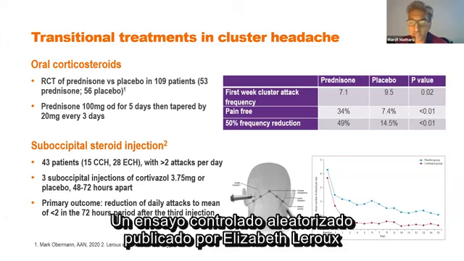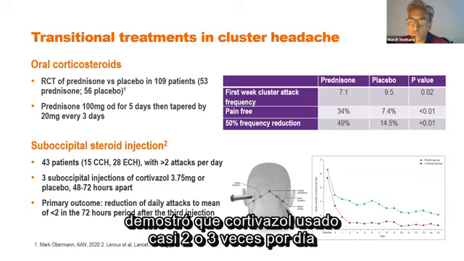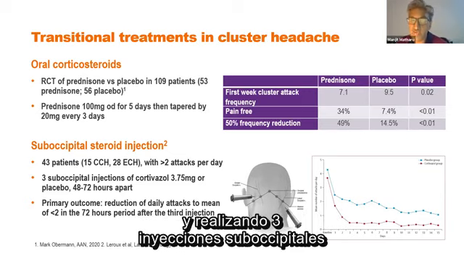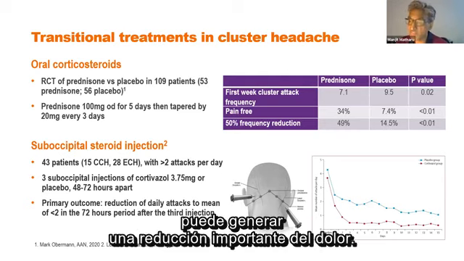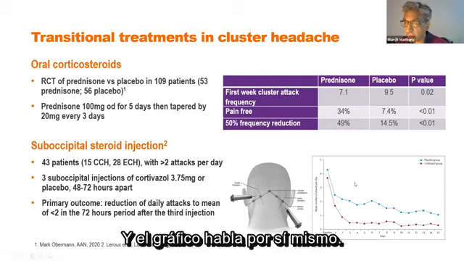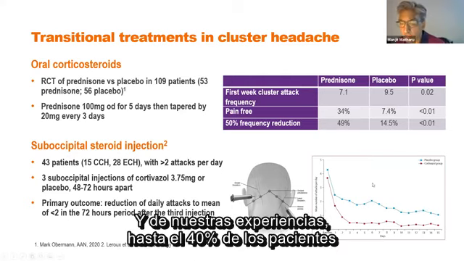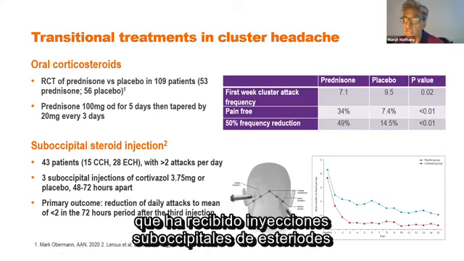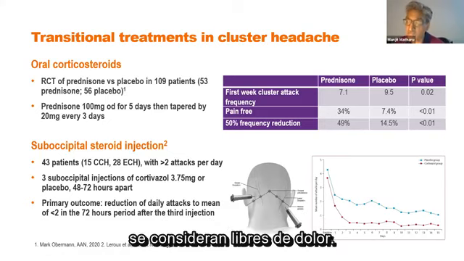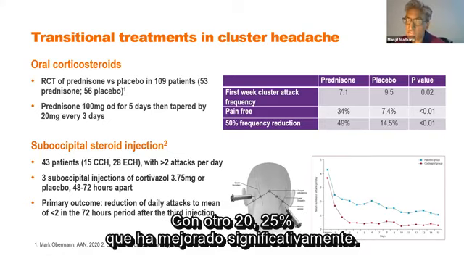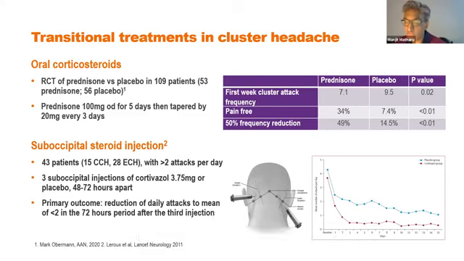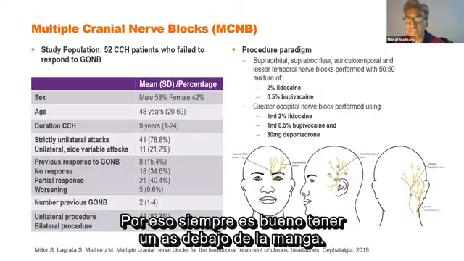A randomized controlled trial published by Elizabeth LaRue showed that cortisol used on almost a 2 or 3 day basis, doing 3 suboccipital injections, can lead to a significant reduction in pain. And the graph speaks for itself, with the placebo group over there and the treatment group over there. And our own experience is that up to 40% of the patients who have suboccipital steroid injections will be rendered pain-free, with another 20 to 25% getting a significant improvement. So it's a very useful trick to have up your sleeve.